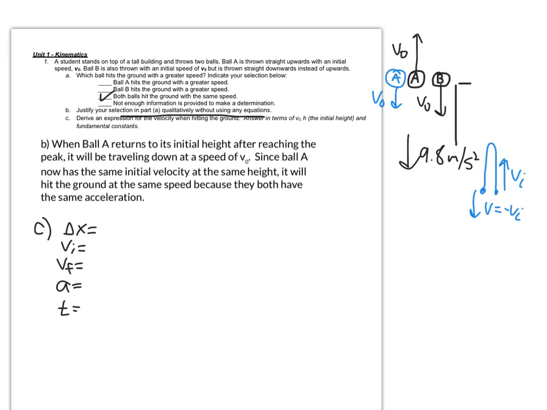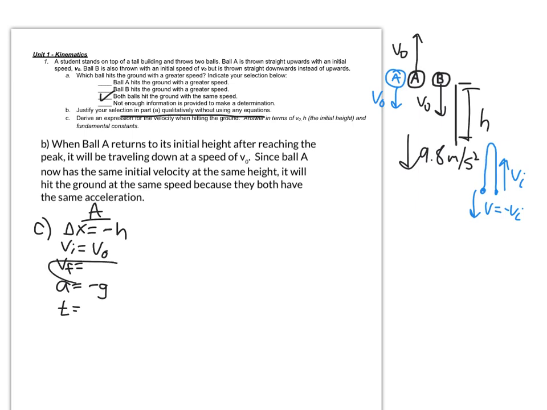Alright, for this last part, we want to go ahead and derive an expression for the velocity when hitting the ground, so we're going to set up our kinematics. It doesn't really matter which one you pick because we've already shown that they'll be traveling at the same speed when they hit the ground, but I'm just going to set this up for A. So I know that for A, my displacement is going to be negative h, where h is this height here of the building, negative of course because we're losing height. My initial velocity is going to be v0, and my acceleration is going to be negative g.